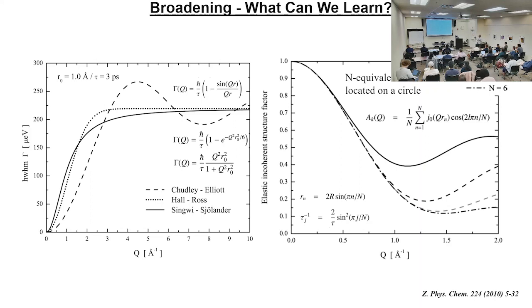Okay, so here just to give you an example, I'm showing you Q dependence of EISF for n equivalent sites which are located on a circle. So for n equals 2, it's like a dumbbell type of motion. For n equals 3, it's like a motion on a triangle, which is what you would expect, for example, from methyl rotation. For n equals 4, it's like on a square, and for n equals 6, it's on a hexagon. So you can see they all have very different Q dependence. So you can fit the data and you can figure out exactly the geometry of that confined motion.